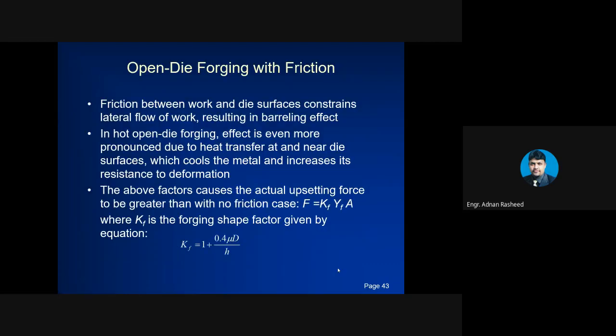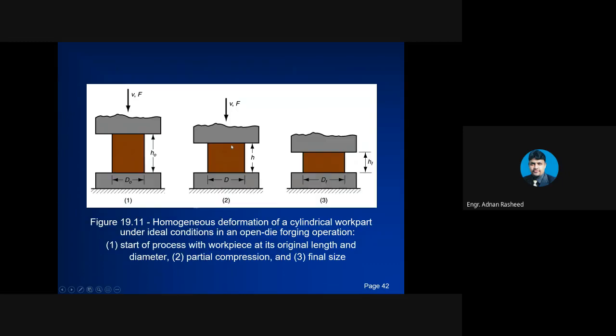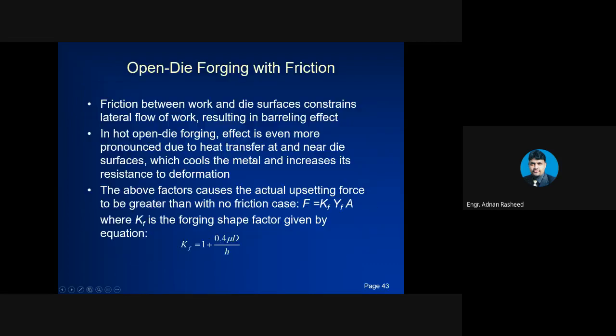Now open die forging with friction. Friction between work and die surface constrains lateral flow of the work, resulting in the barreling effect. Now what is the barreling effect? You can see that these are the surfaces attached to the dies, so they experience friction, and here there is no friction, so the material will flow outward, like it will expand. That is known as the barreling effect.